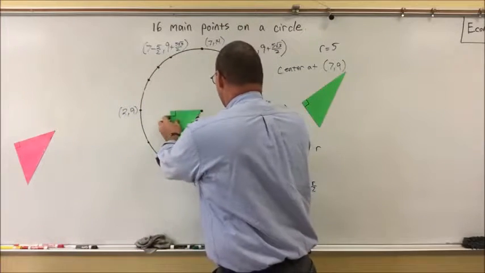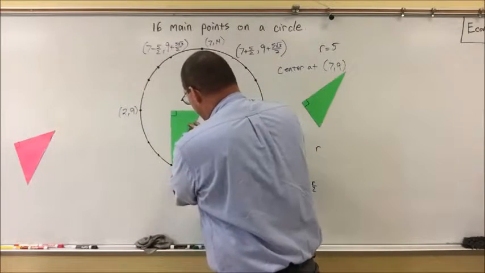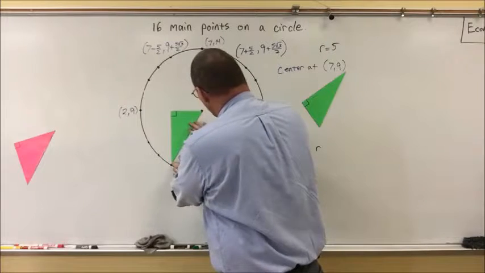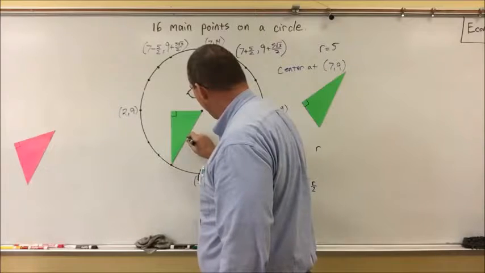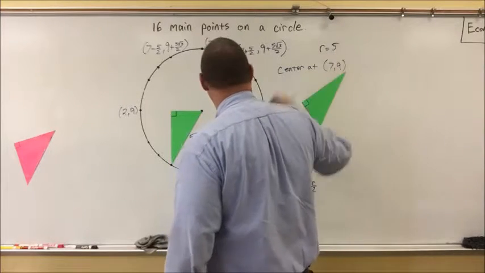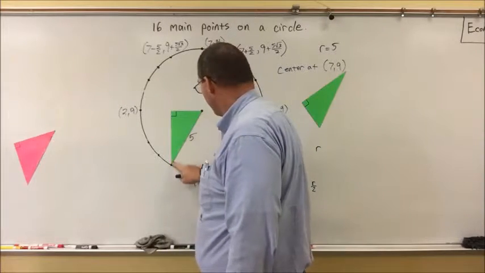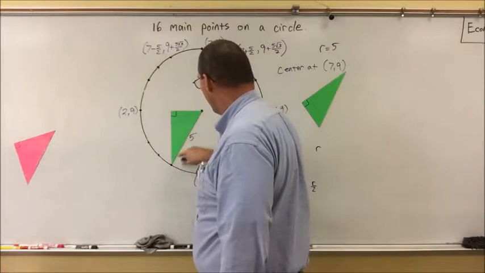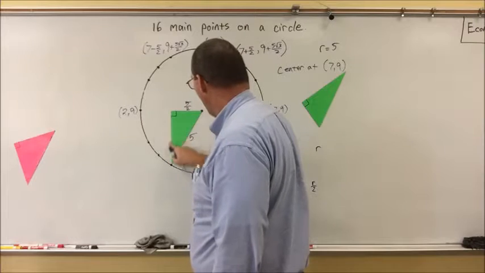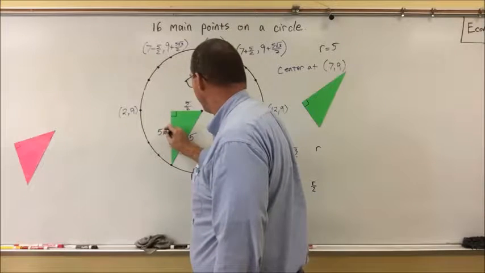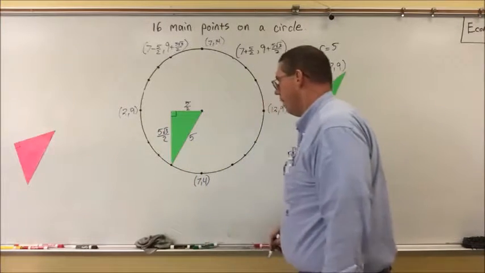Put in a 60-degree reference angle from the center. The radius from the center to the point on the circle is 5, because we're told that the radius is 5. And if this distance is 5, the hypotenuse on the 30, 60, 90, the short leg must be 5 over 2, and the long leg must be 5 square root of 3 over 2.